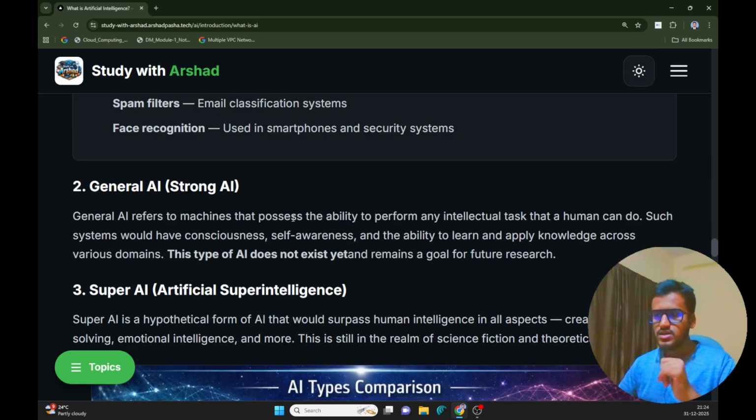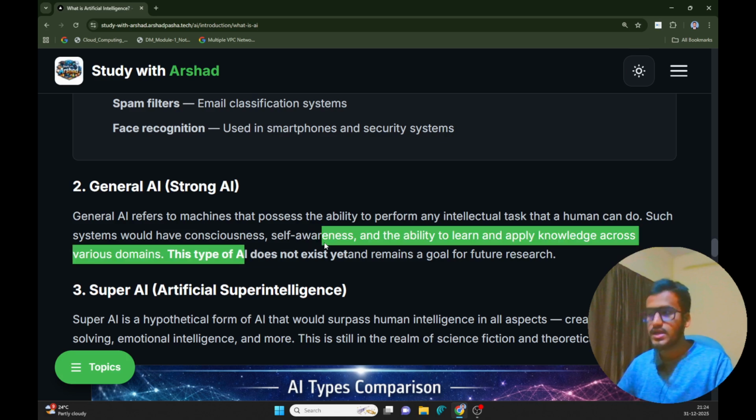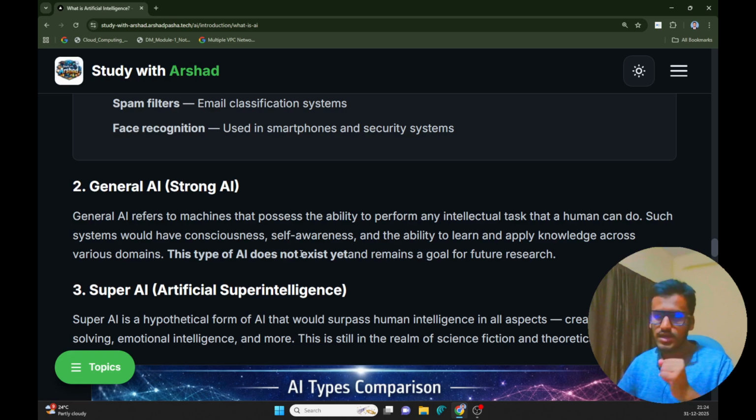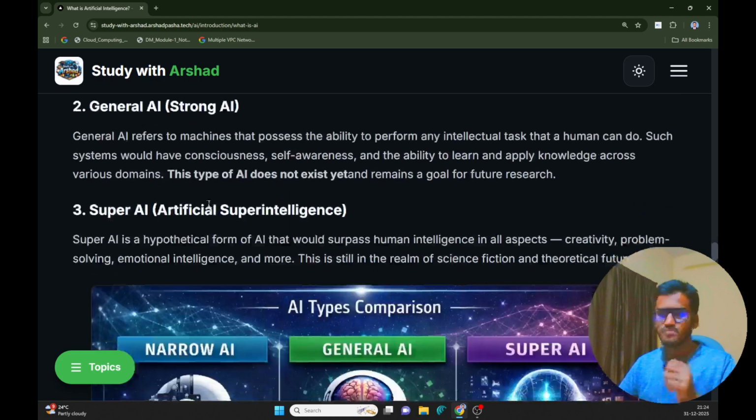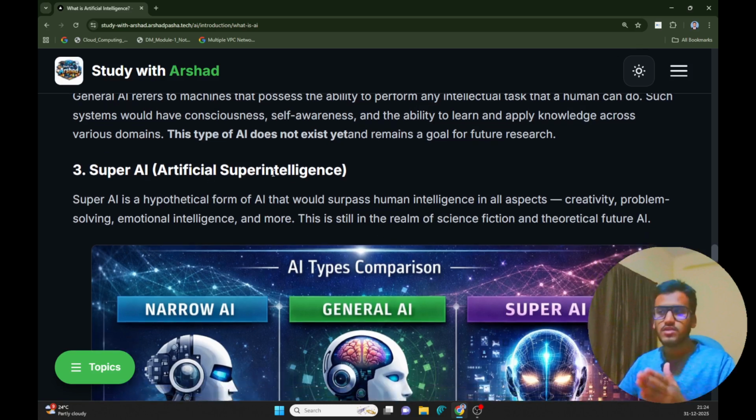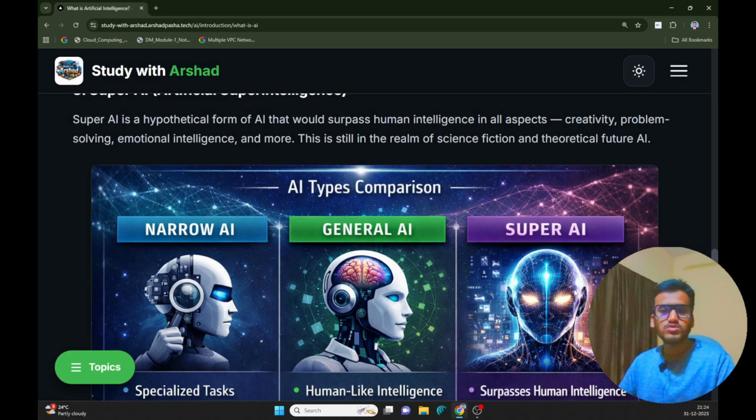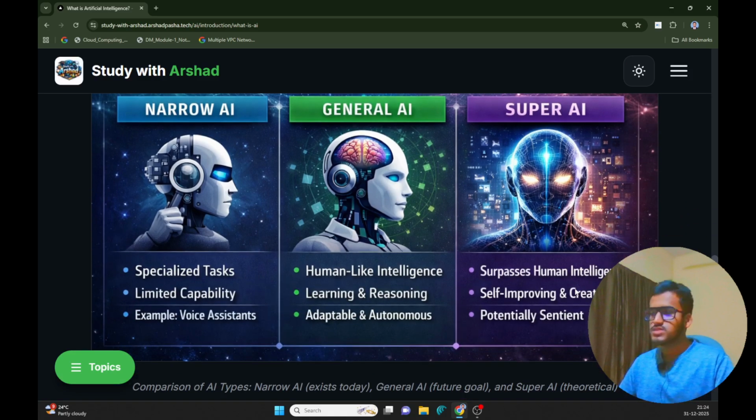General AI would think out of the box; it would not be narrow and could think in and out of the box. This type does not exist yet, but it is predicted to be the next era. We also have super artificial intelligence. It does not exist now either, but it is predicted that super intelligence could do better than humans. This is the theoretical future of AI, given by scientists.